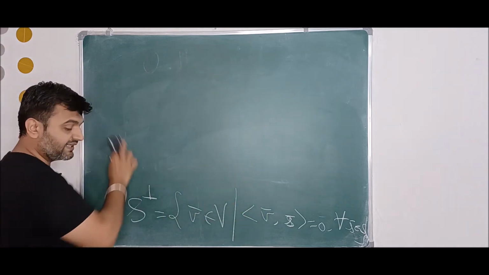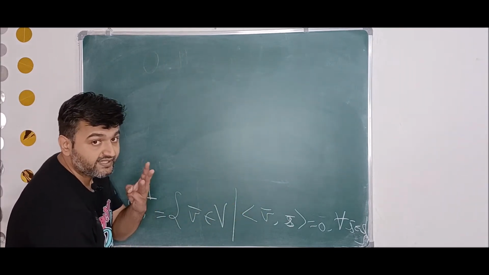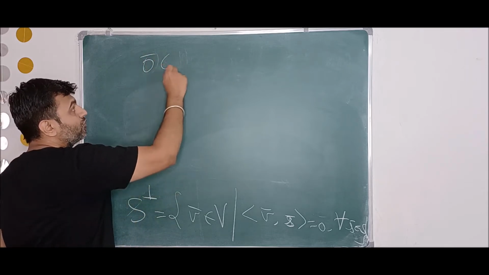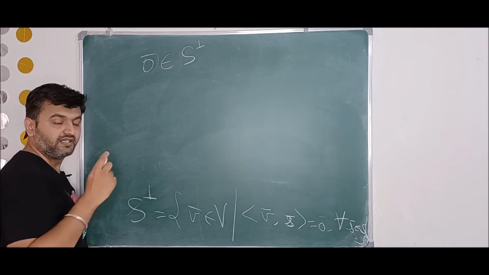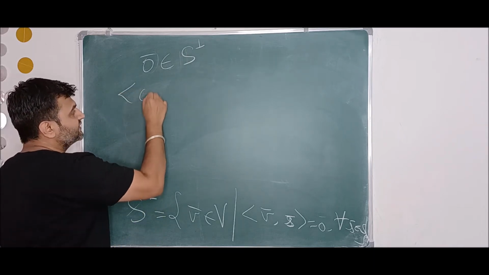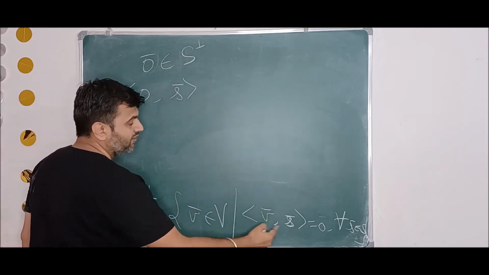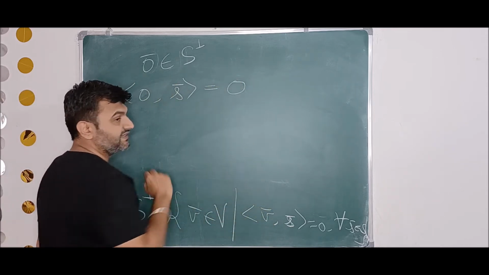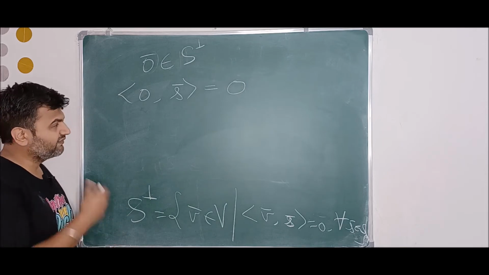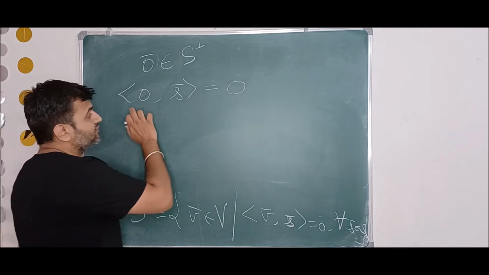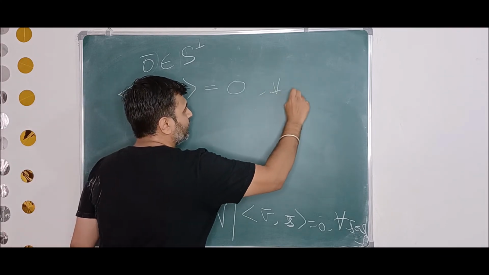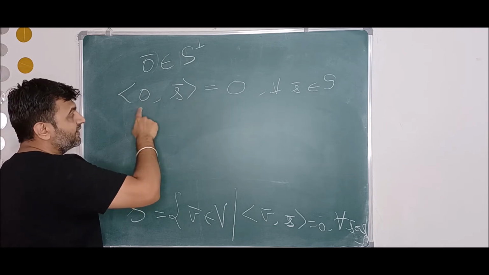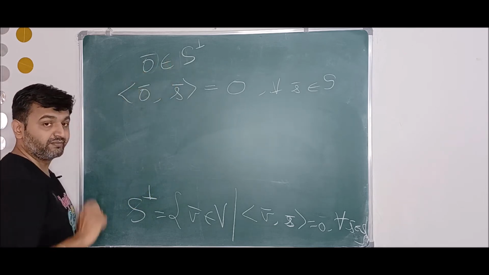Now to prove something is a subspace, what do we need? Three things. The first thing is it should contain the 0 vector. Whether 0 bar belongs to S perp, that is the question. Yes. Why? What is the inner product of 0 comma S bar? If any one of the vectors is 0, then the inner product is always 0 by a property of inner product. One can use linearity to prove this. So the inner product of 0 comma S bar is 0 for all S bar in S. Since this is true for all S bar, 0 bar is in S perp.